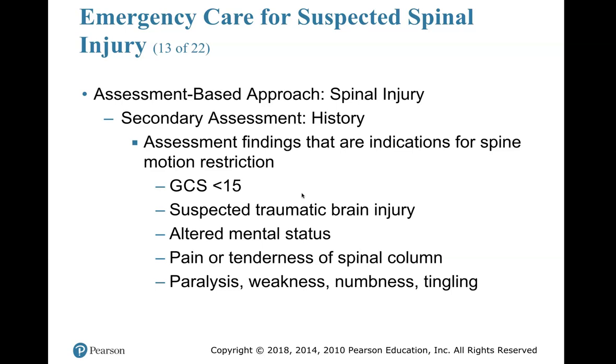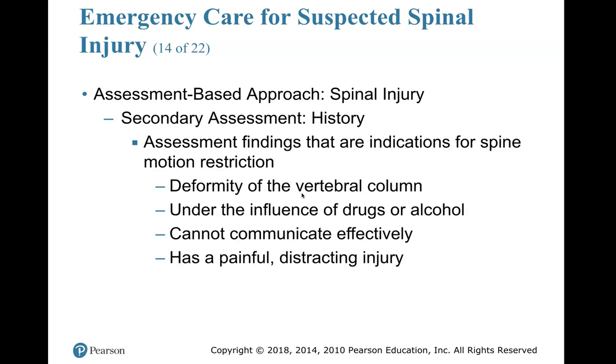Is there any injuries? Are they telling you they hit their head or anything like that? I would look at other signs and symptoms and a history. Sometimes a GCS of less than 15 could just be maybe intoxication, drug overdose, could be a medical problem, but don't just start slapping C-collars on people if they got a GCS of less than 15. Suspected traumatic brain injury, altered mental status, pain or tenderness of the spinal column, paralysis, weakness, numbness, and tingling. If you got those things with a GCS less than 15, C-collar.